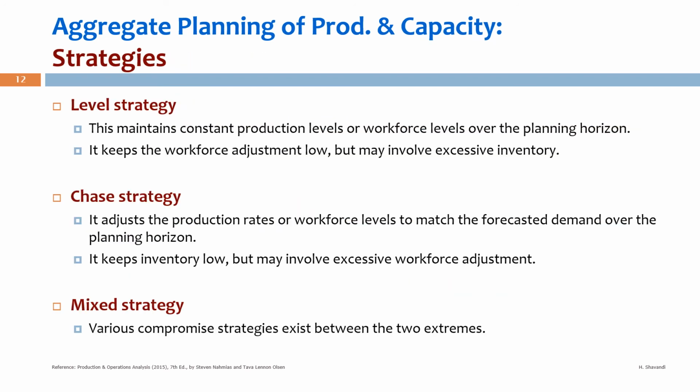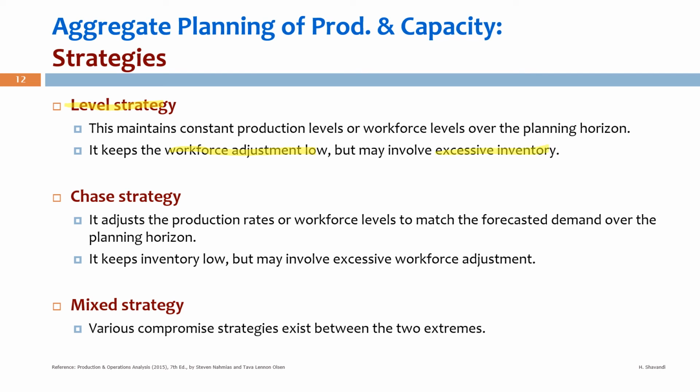Based on the competing objectives defined in the previous slide, we have three strategies here for aggregate planning. The first one is a level strategy. In the level strategy, we are going to keep a constant level of production and also employees over time. So we're not going to change the number of employees and the production level over time. The workforce adjustment will be low, but we may have excessive inventory in our warehouse, right?